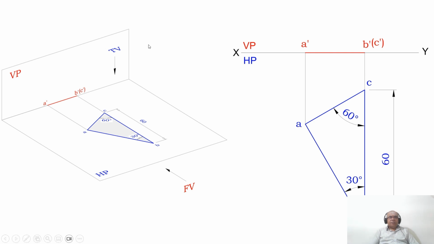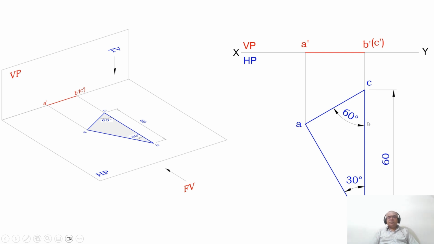Now how to start with the problem? So here, draw the XY line and you mark VP and HP. So I need to construct this 30 degree, 60 degree set square. So the longest side has to be perpendicular to VP and parallel to HP, so that you are going to get a point in the front view, so that through that point you can rotate it.